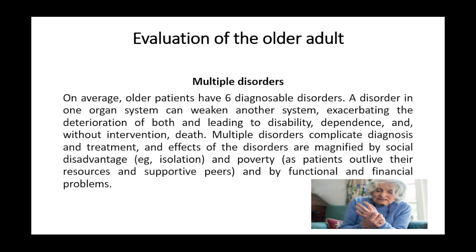On average, older patients have six diagnosable disorders. A disorder in one organ system can weaken another system, exacerbating the deterioration of both and leading to disability, dependence, and without intervention, death. Multiple disorders complicate diagnosis and treatment, and the effects of the disorders are magnified by social disadvantage and poverty, and by functional and financial problems.